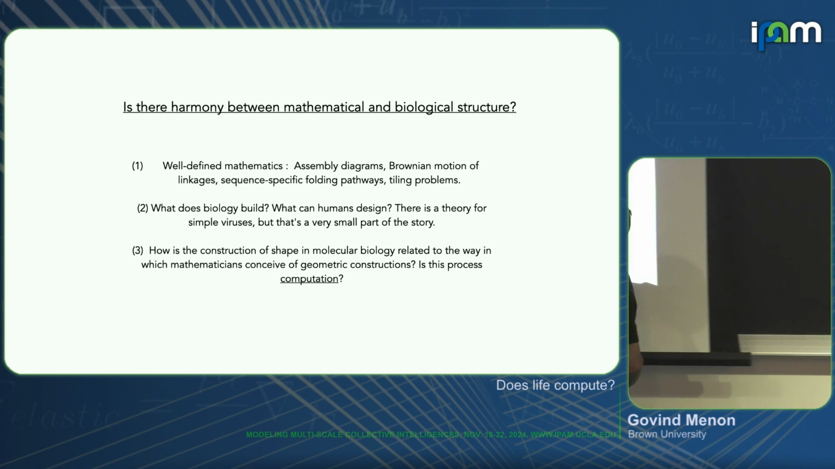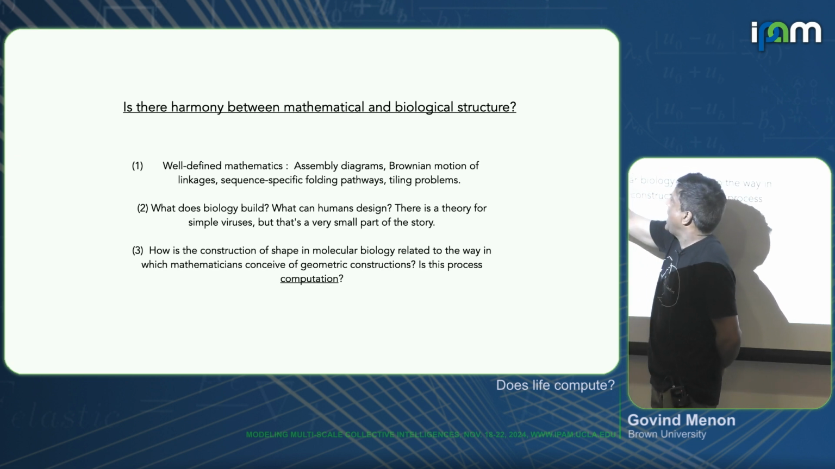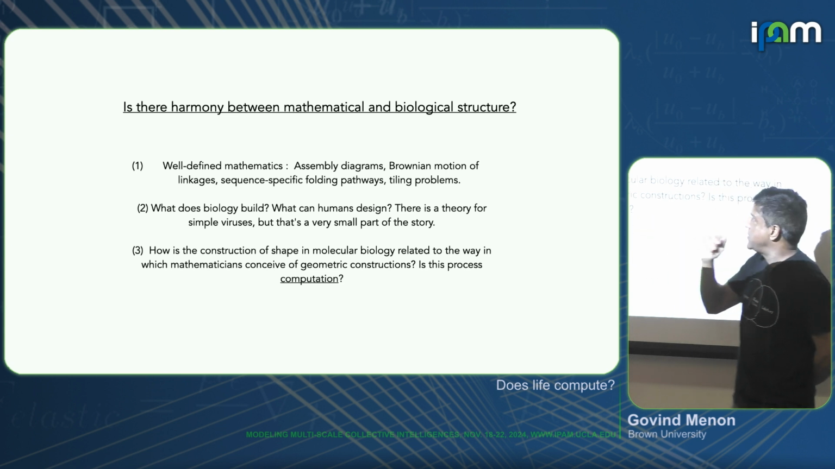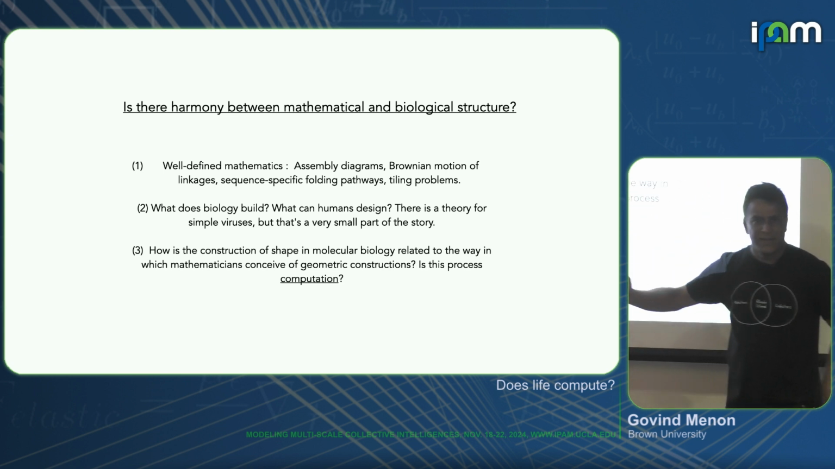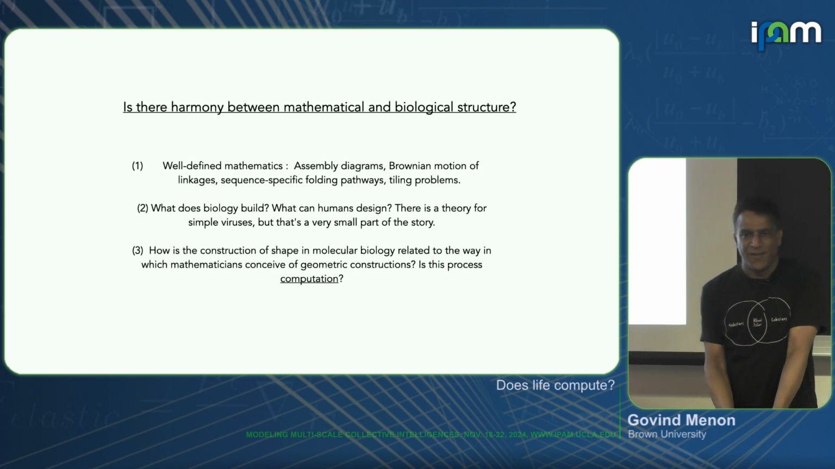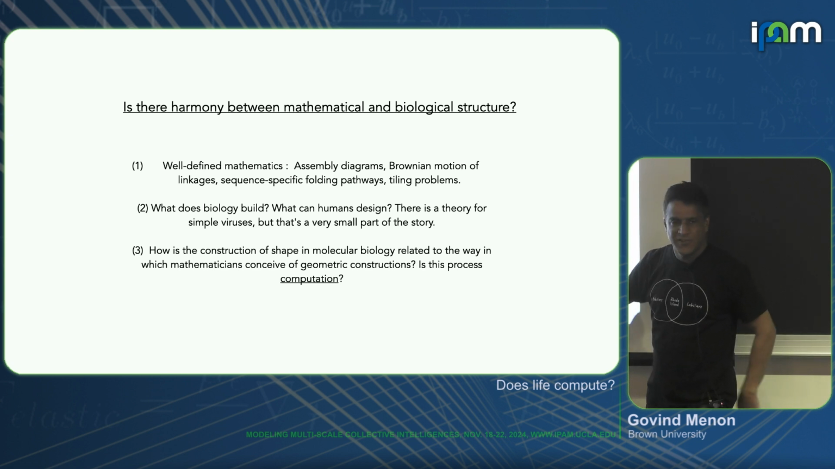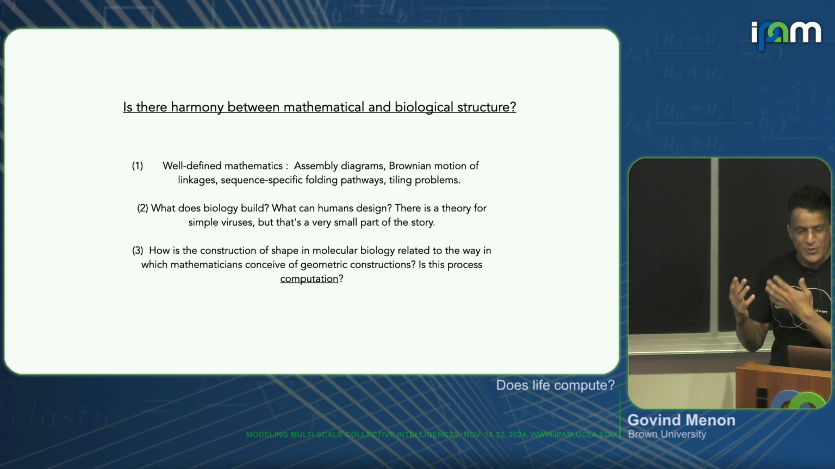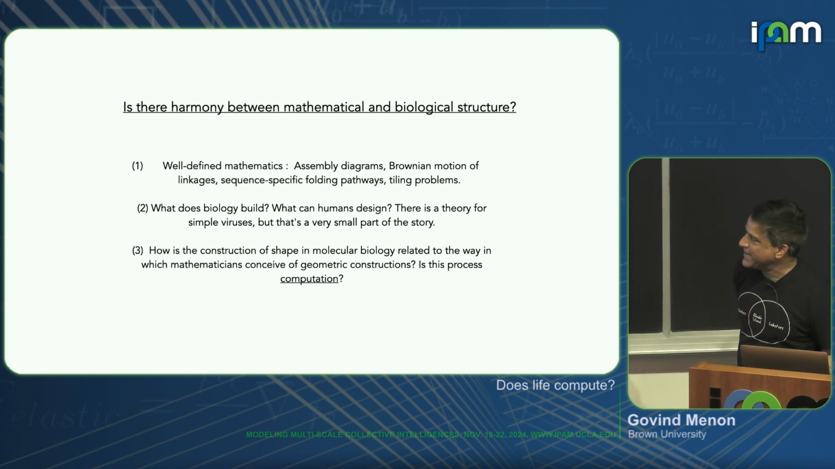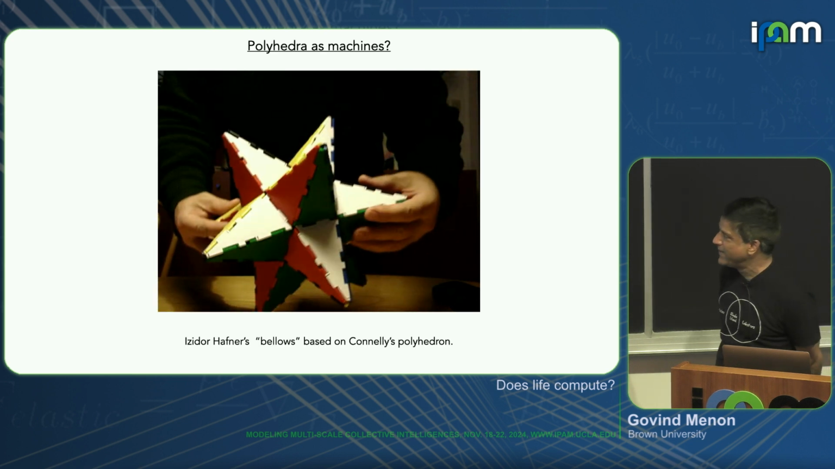So the tension is really over here. There's the exquisite design of biology, and then there's the idea of what can humans do. Okay? There's a theory for simple viruses, but viruses are a very, very small part of the problem. On the other hand, the construction of shape is something that mathematicians have thought about for 2,000 years. So somehow, what you're looking for is some sort of meeting point between all of these viewpoints.